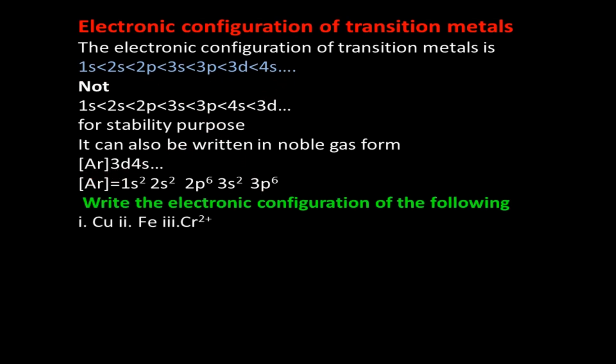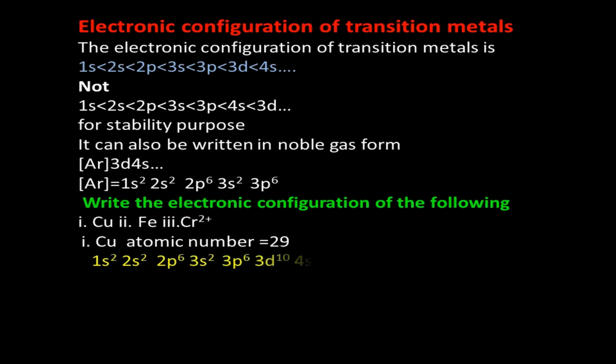Let's take an example. Write the electronic configuration of the following: copper, iron, and chromium 2+. For copper, the atomic number is 29 and it's a neutral atom, meaning it has 29 electrons. So we fill in 1s2, 2s2, 2p6, 3s2, 3p6, 3d10, 4s1, or in noble gas form, argon 3d10, 4s1.